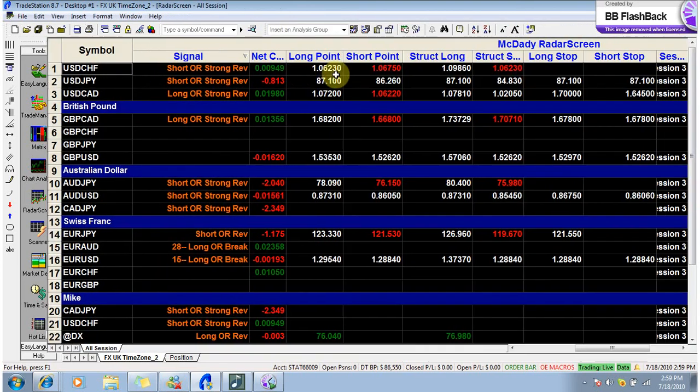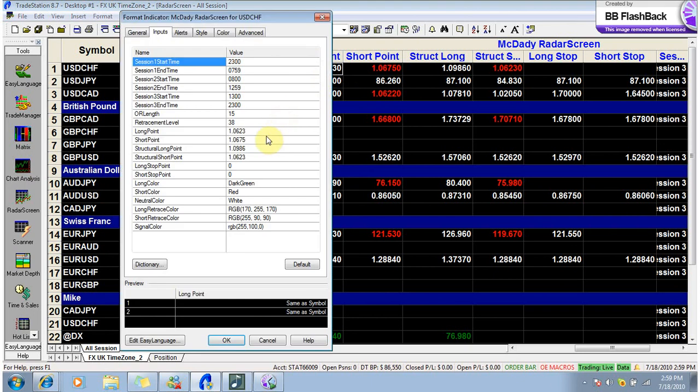Our selling point in the dollar Swiss is the 104.80, and our buying point is the 105.07. And if you go short below the 104.80, you want your stop to be right above the 104.80. Why, Digby? Because it is a structure point.